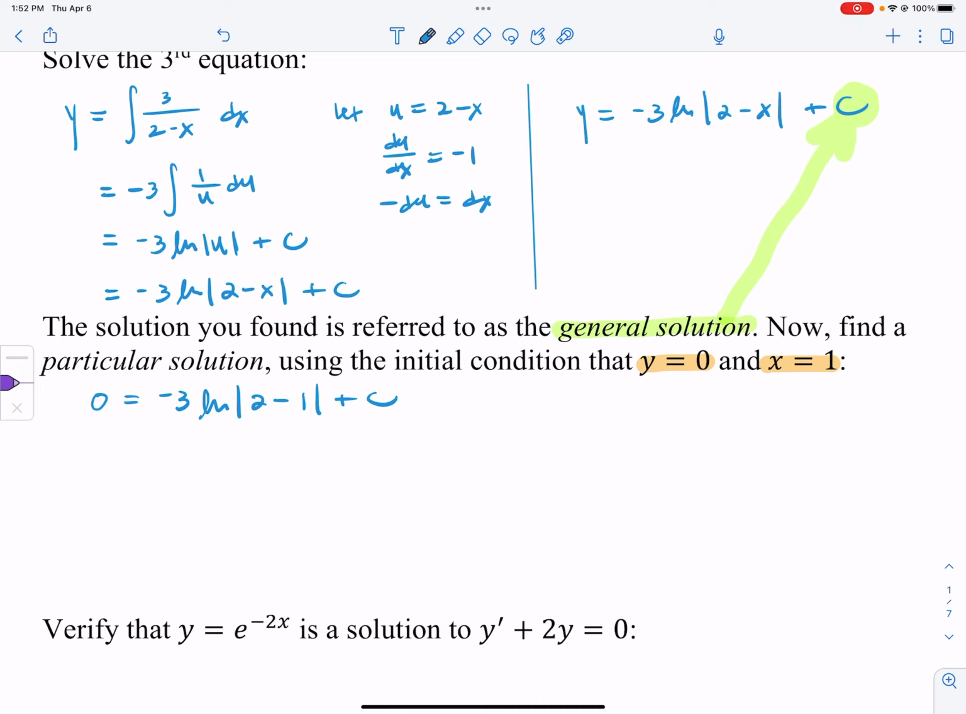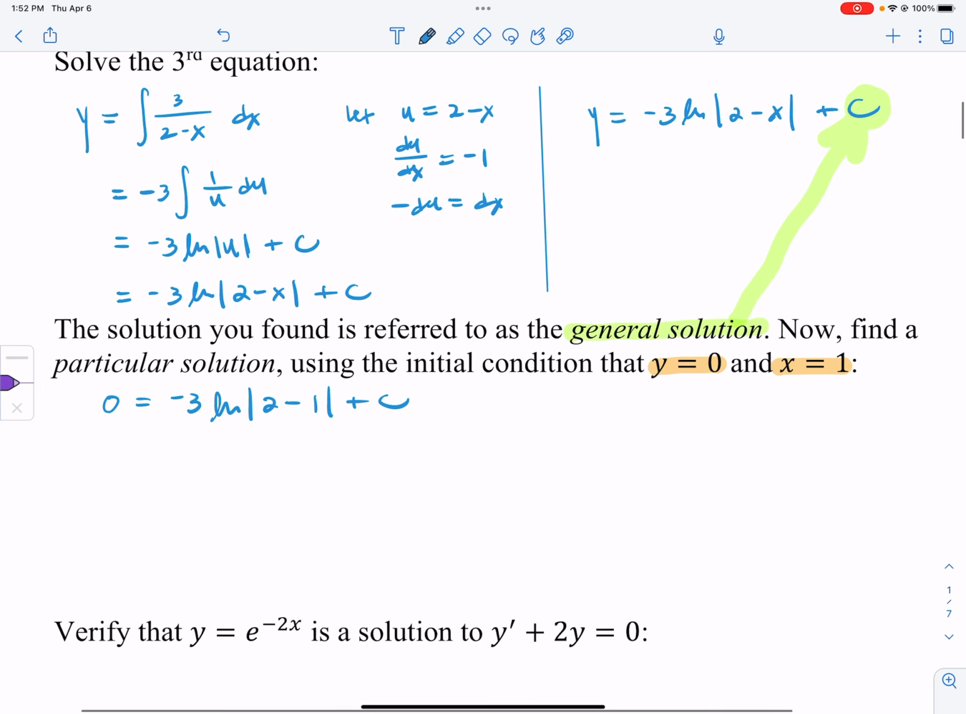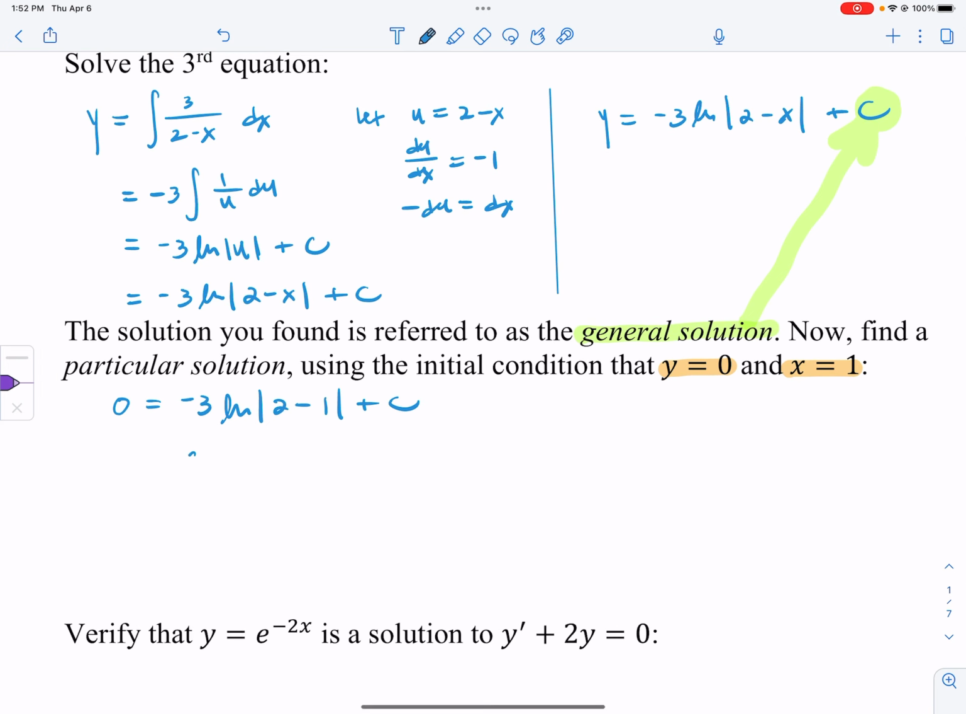Okay, so the left-hand side is 0. Now, 2 minus 1 is 1. Natural log of 1 is 0, right? The log base anything of 1 would be 0. So we just end up with c is equal to 0. So the particular solution to that differential equation with this initial condition would be y equals negative 3 ln of absolute value of 2 minus x.